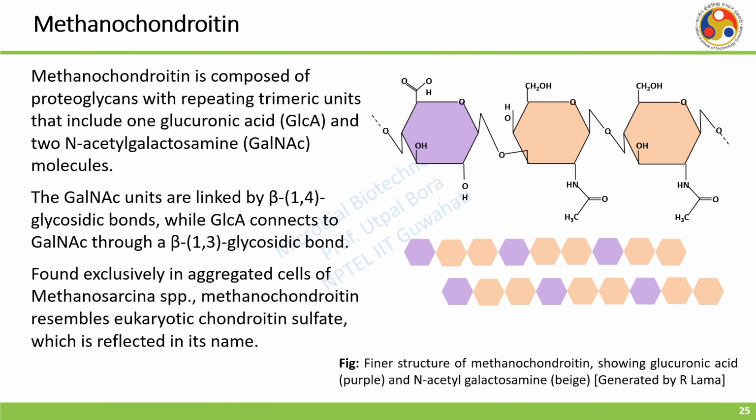Methanochondroitin is composed of proteoglycans with repeating trimeric units that include one glucuronic acid and two N-acetylgalactosamine molecules. These GalNAc units are linked by beta 1,4 glycosidic bonds, while glucuronic acid connects to GalNAc through a beta 1,3 glycosidic bond. These are found exclusively in aggregated cells of Methanosarcina. Methanochondroitin resembles eukaryotic chondroitin sulfate, which is reflected in its name.